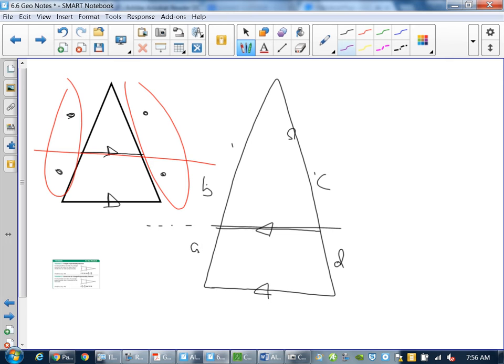So, there's one of them. Fraction equals fraction. You okay on that one? Another one.